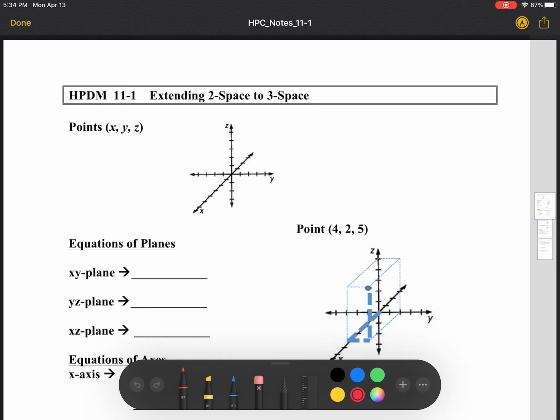Hey everybody, we're gonna get going on chapter 11 now. Hopefully it shouldn't give you too much trouble. All we're doing is adding a third variable, okay? We're going from 2 space to 3 space.